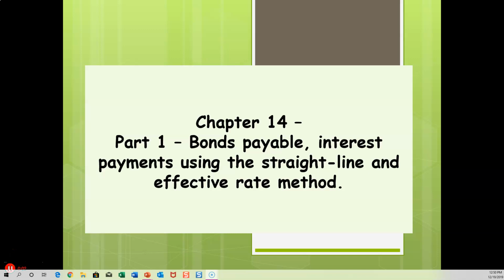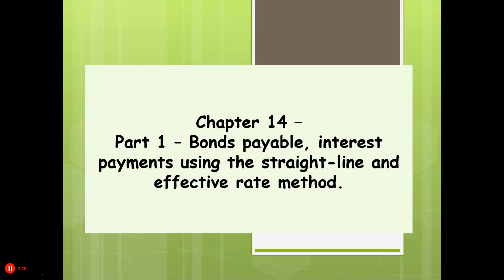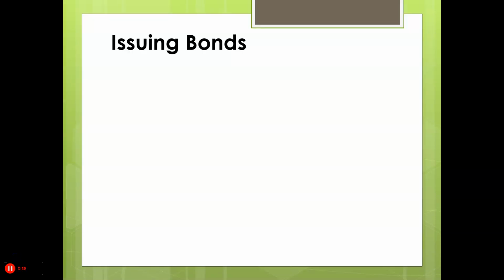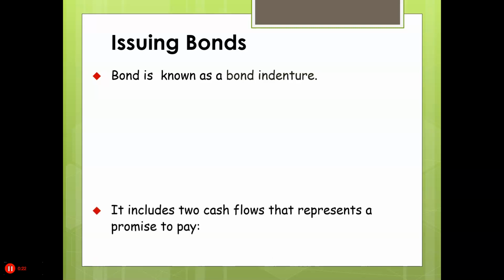Chapter 14, Part 1, Bonds Payable. In this section we're going to cover interest payments using the straight line and effective rate. Now, issuing bonds. Bonds, it's known as a bond indenture.